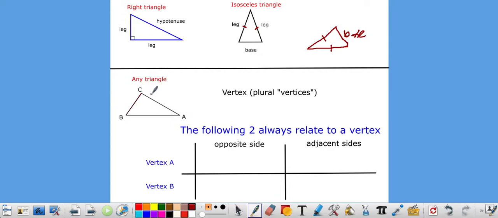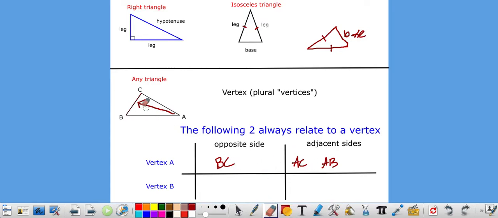A triangle has 3 sides, so it has 3 vertices, or vertexes. Sides relate to a vertex by either being adjacent to the vertex or opposite the vertex. So from vertex A, the side opposite vertex A is the side that doesn't make vertex A, so BC. The adjacent sides of vertex A would be AC and AB.